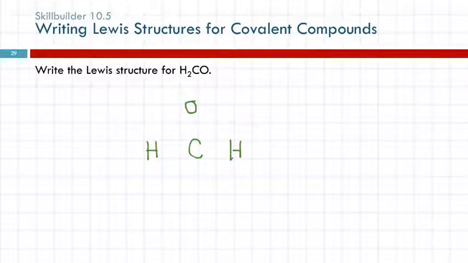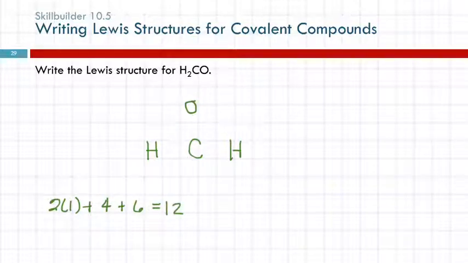It's perspective. Okay, so we've got a skeleton. Count valence electrons. So we have two hydrogens. They each have one valence electron. And we've got carbon. Carbon has 4. Oxygen has 6. So this time we're going to have 12 valence electrons.